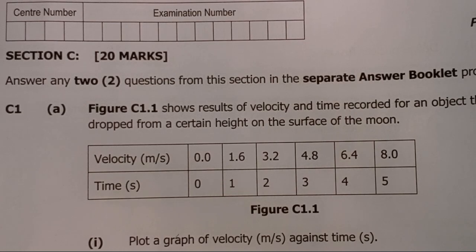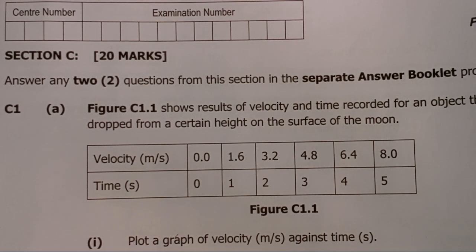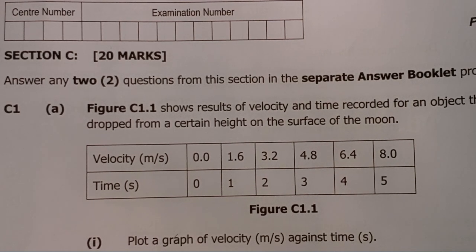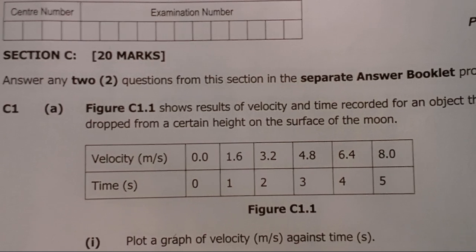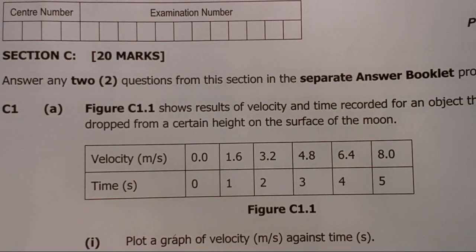Section C, Science Paper 1, Physics. There are 3 questions in this section. You are required to answer any 2. How do you choose the questions? You choose the questions where you're going to score the highest marks. So you need to go through all the questions, then choose where you're going to score the highest marks.